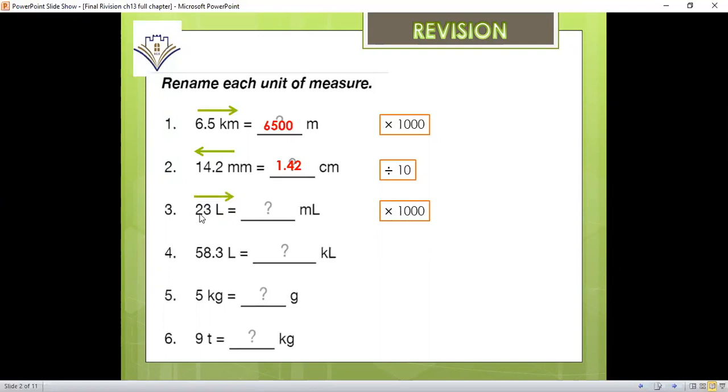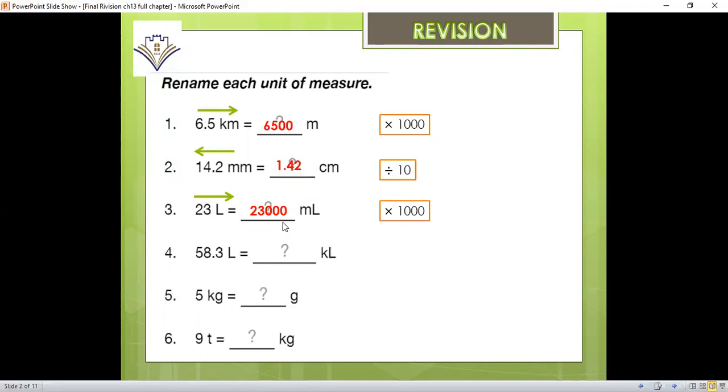But we haven't any decimal here. Where is the point? The decimal point is here, after 2, 3. Then we move it 3 places. If it's a whole number, we should multiply it by 1000 and put only 3 zeros: 1, 2, 3. Then the answer is 23,000.